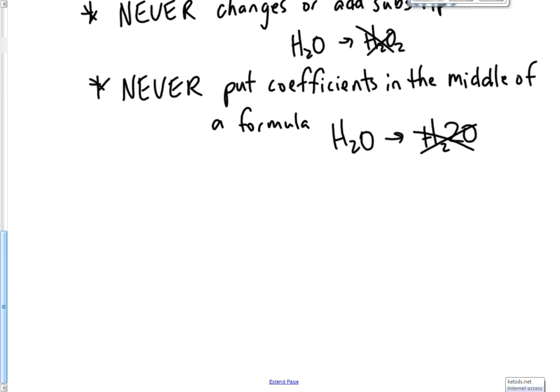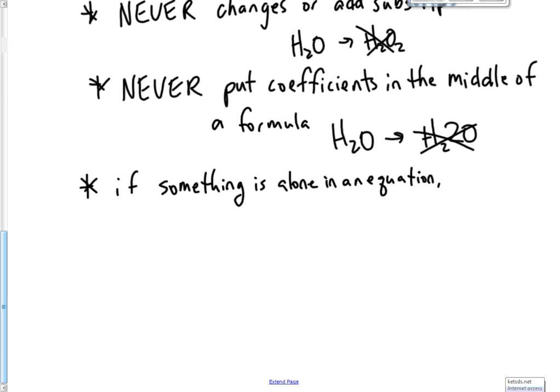Rule number 3, if something is alone in an equation, balance it last. What I mean by that is, let's say we have Al plus O2 yields Al2O3, balance your oxygens first, okay? Because aluminum, you can put whatever number you need to in front of aluminum.